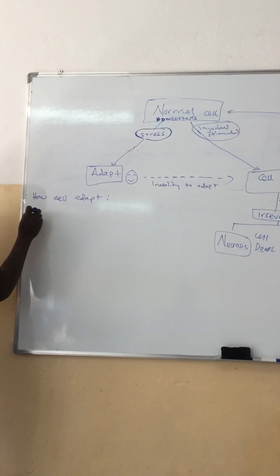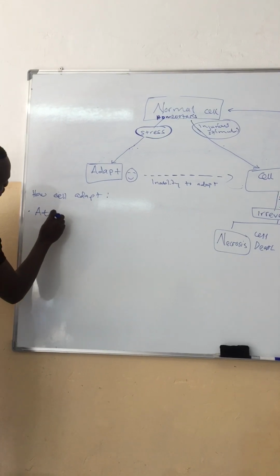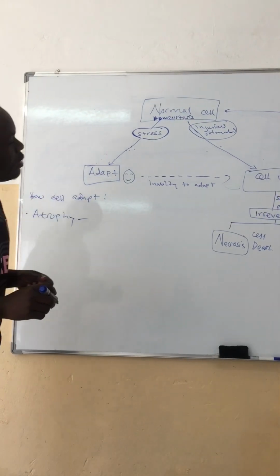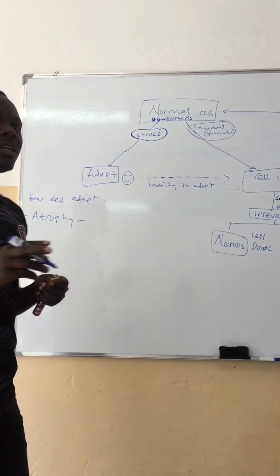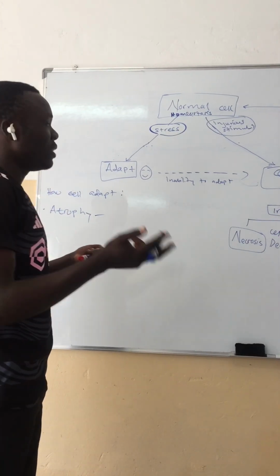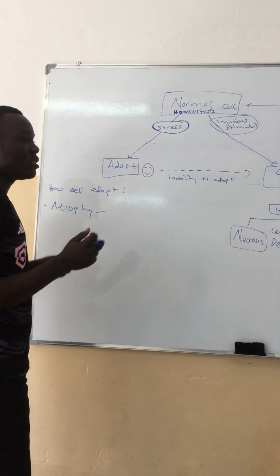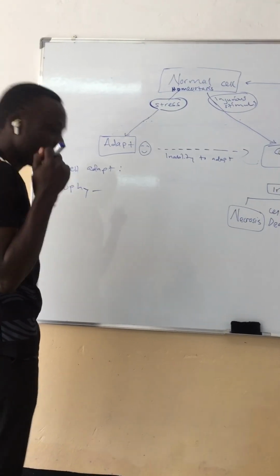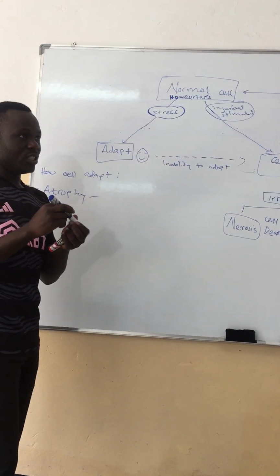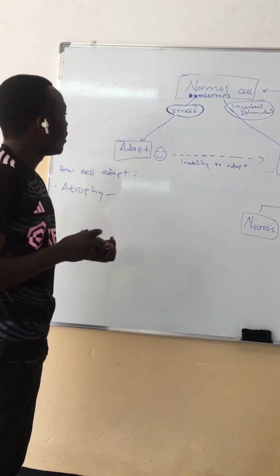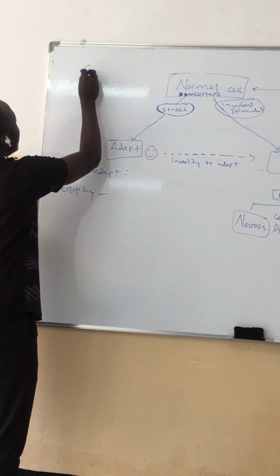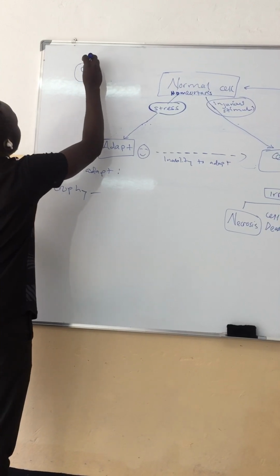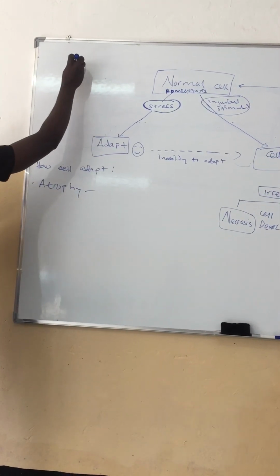Number one is atrophy. What is atrophy? Atrophy is when the cell has been stressed, and the cell will reduce in its size, more like it will shrink. It will try to change its normal size. Let me just give an example. The cell was big like this. This was the cell, with the plasma membrane here and the nucleus inside.